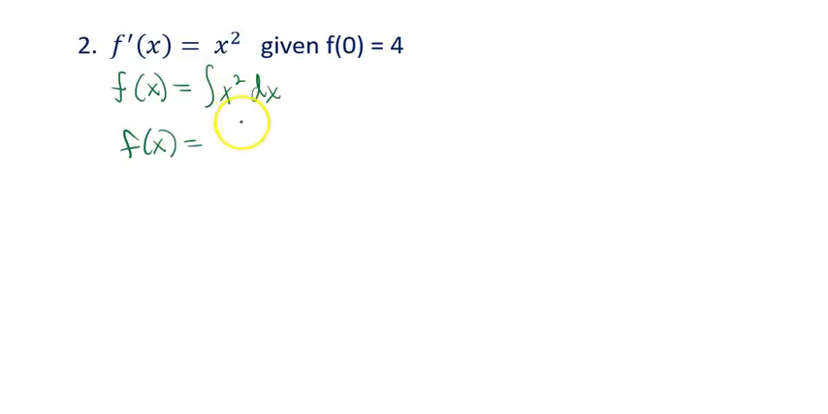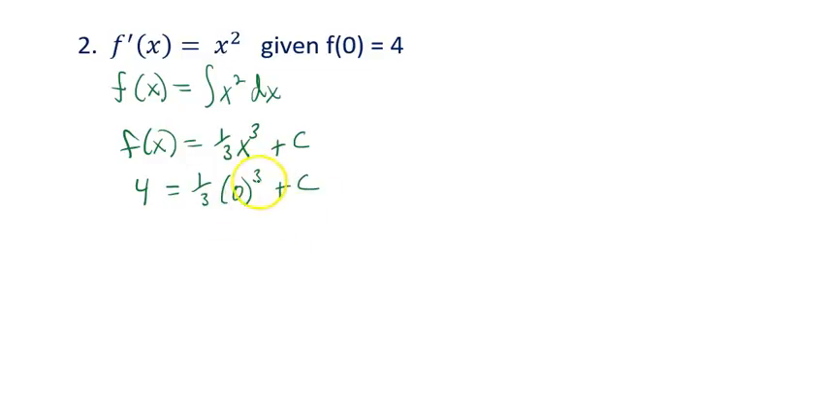So take my power rule and get a 1/3 x cubed. Don't forget your plus c because that's our point today. Plug in 0 for x and 4 for y, or f of x in this case. So 4 is going to equal 1/3 times 0 cubed plus c.